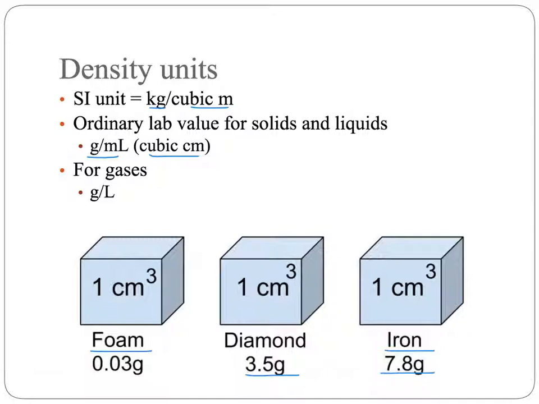Since the value would be grams over cubic centimeters, we could say the density of foam is 0.03 grams per cubic centimeter. For diamonds, it's 3.5 grams per cubic centimeter, and for iron, it's 7.8 grams per cubic centimeter. If we were dealing with liquids, we would probably be using milliliters instead of cubic centimeters as the volume measurement. Gases tend to be measured as grams per liter since they spread out and take up a little bit more space.